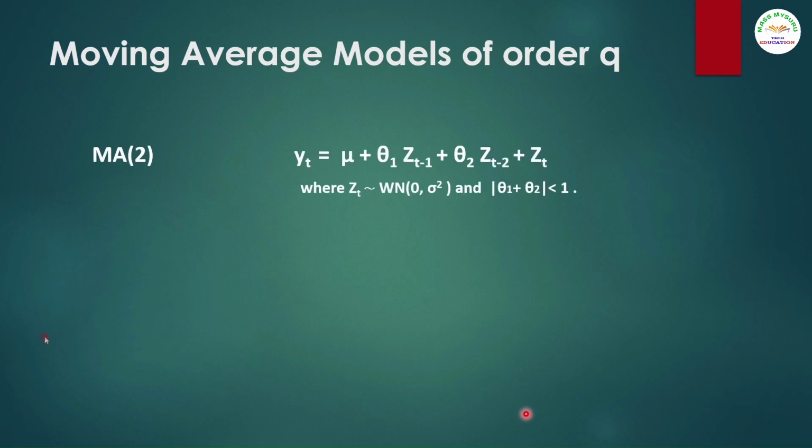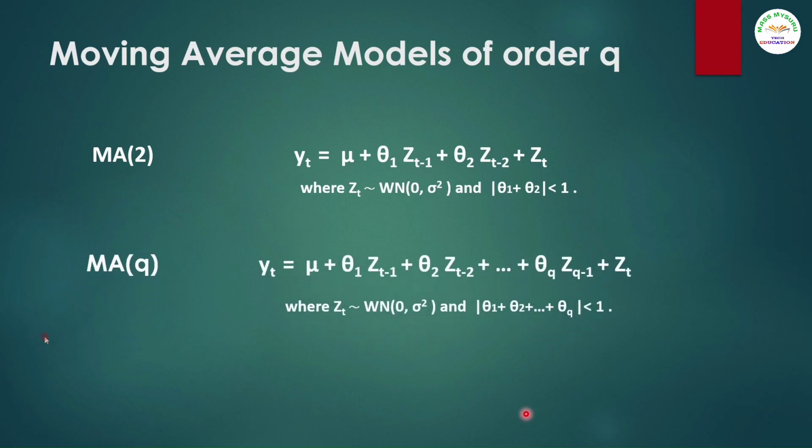Moving average model of order 2 is Yt equal to mu plus theta 1 times Z t minus 1 plus theta 2 times Z t minus 2. The moving average model of order 2 looks like this, where we simply add the error of 2 periods back as well, multiplied by some constant, to make a prediction. In a moving average model of order Q, you take into account the error up to Q time periods back.